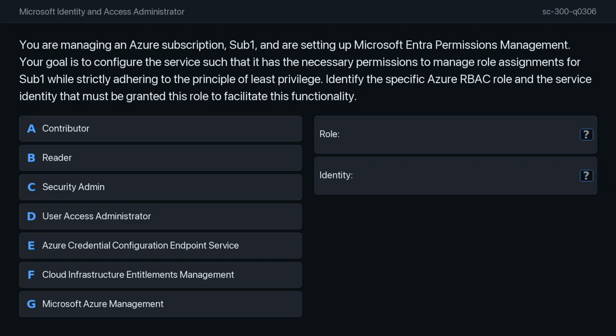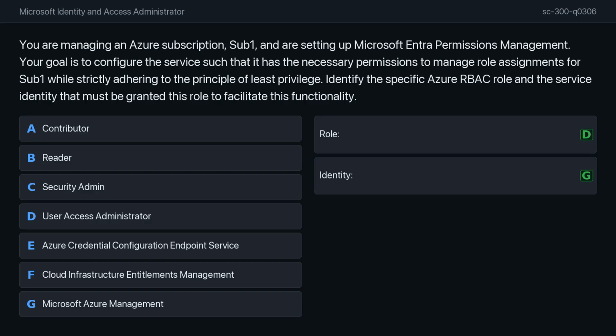The options are Option A, Contributor, Option B, Reader, Option C, Security Admin, Option D, User Access Administrator, Option E, Azure Credential Configuration Endpoint Service, Option F, Cloud Infrastructure Entitlements Management, Option G, Microsoft Azure Management. Please identify the correct role and the service identity from these choices.